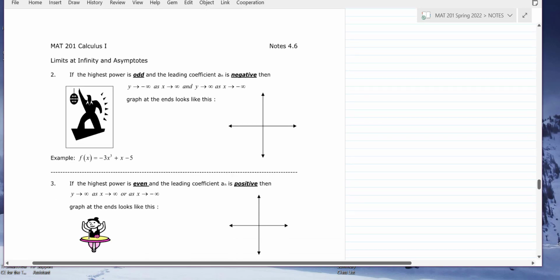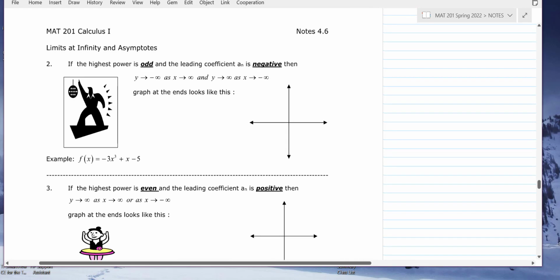Okay, next page is when you have an odd power, the highest power is odd, and the leading coefficient's negative. So that would be like this disco guy right here, all right? I was alive during the disco days. I remember those days well.